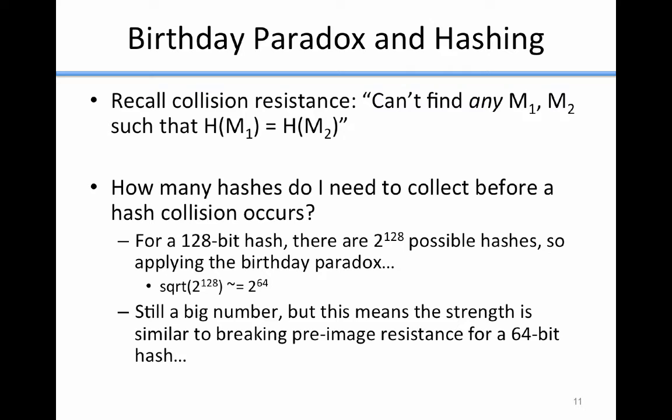But that means that the strength of a hash function against a collision resistance attack is only half of its strength against a pre-image attack. So if I have a 128-bit hash function, it would take me about 2^127 guesses before I could break pre-image resistance. But it would only take me 2^64 before I could break collision resistance. So in a sense, we've lost half of the strength of our hash when we do it this way. So that's just something to think about. The birthday paradox is an important concept to understand when we're talking about cryptography and security in general. I'm always surprised how often it comes up.